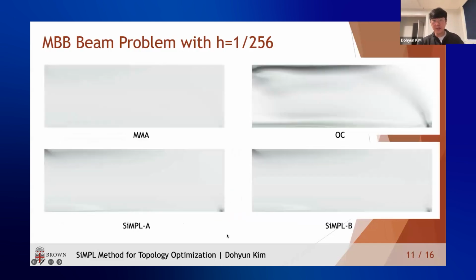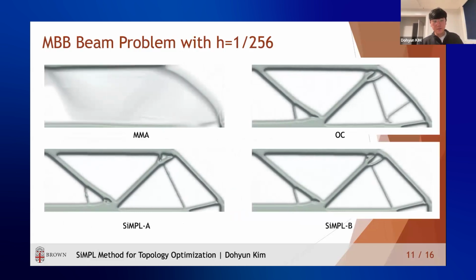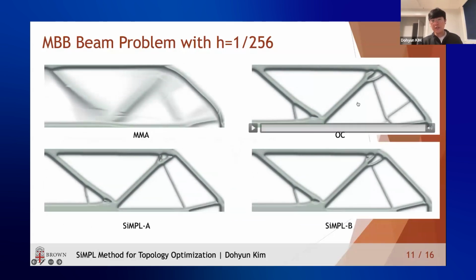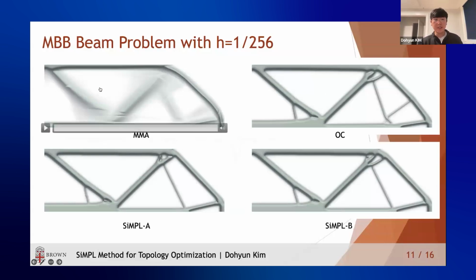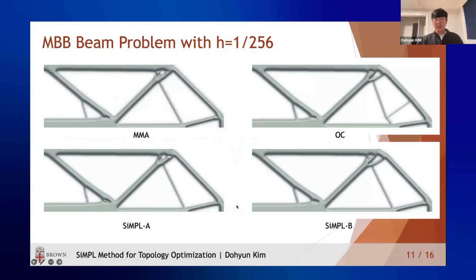So this is the result. Now we have Simple A and Simple B both converged, and OC looks like we have a black and white design, but with MMA we still have a very grayish design. We can accelerate MMA by manipulating the scale of the gradient, but we haven't done this yet. At the final design, you can see that MMA, Simple A, and Simple B showed almost the same design, but OC has one more connection here.